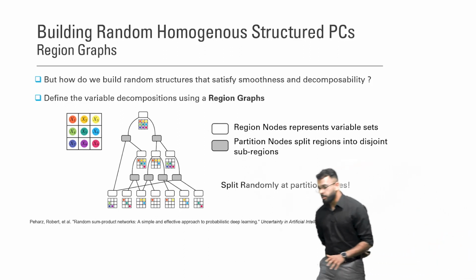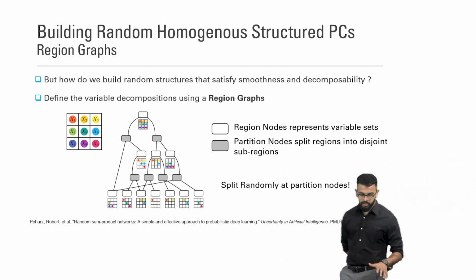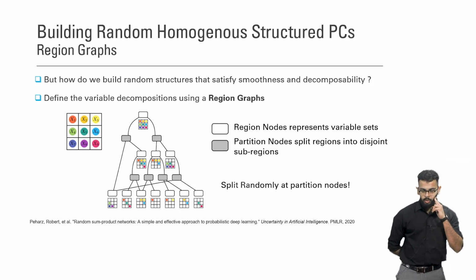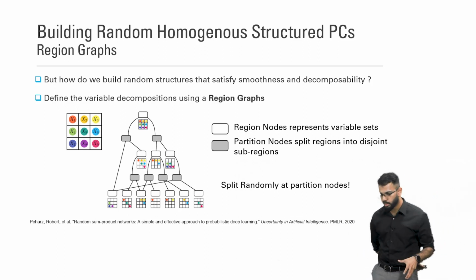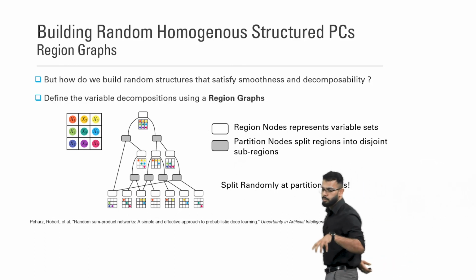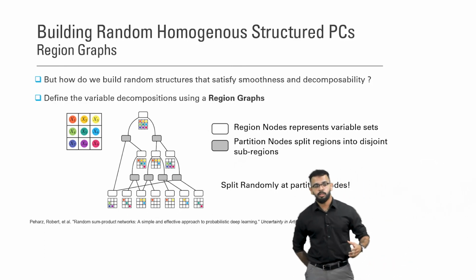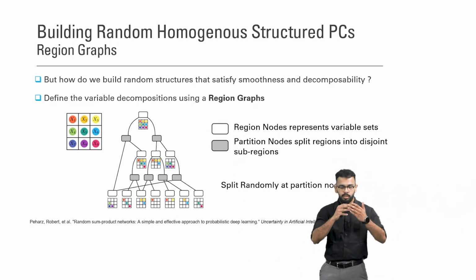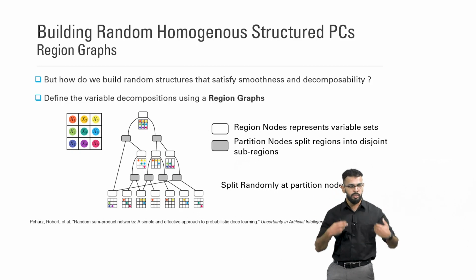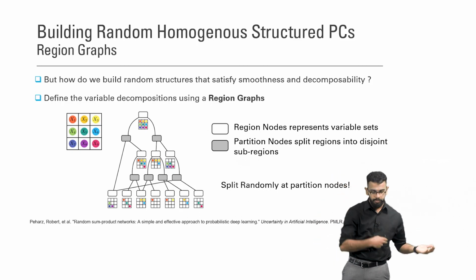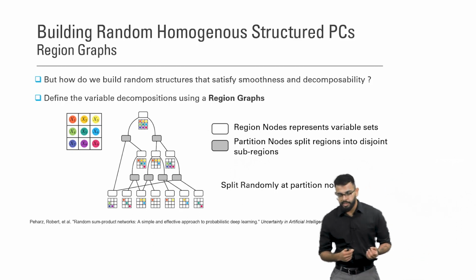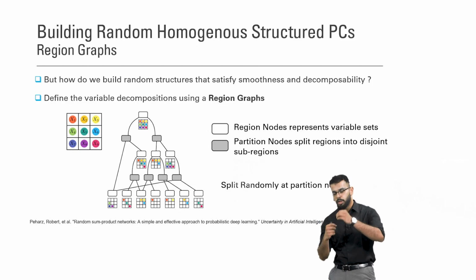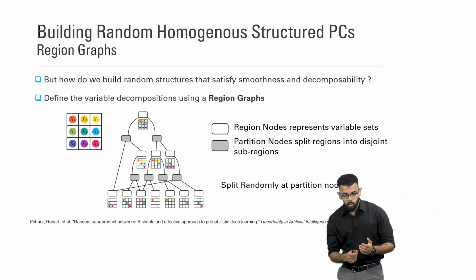Well, to understand this, I'll first define the notion of what is called a region graph. Now, if you visualize what happens in a PC, to gain tractability, you are decomposing how your joint distribution is modeled using your product nodes by having factorizations into something simpler, right? So you're really defining how this joint set of variables decomposes as you move from the root node to the leaf nodes. So let's define that a priori, even without looking at a PC. Let's define how you want to decompose these variables, and that is what a region graph gives you, right?